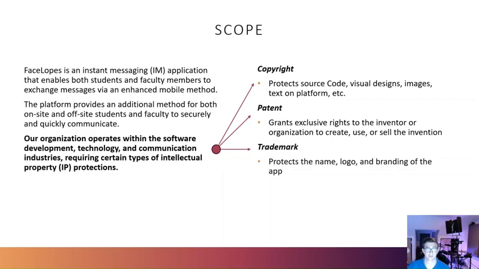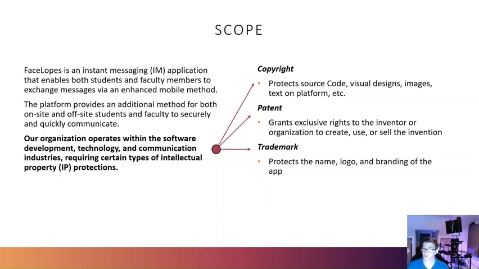Scope. FaceLopes is an instant messaging or IM application that enables both students and faculty members to exchange messages via an enhanced mobile method. The platform provides an additional method for both on-site and off-site students and faculty to securely and quickly communicate. Our organization operates within the software development, technology, and communication industries, requiring certain types of intellectual property, IP, protections.